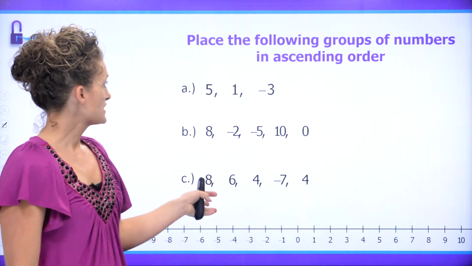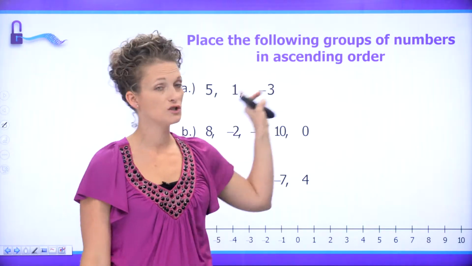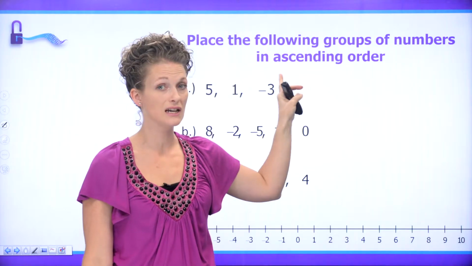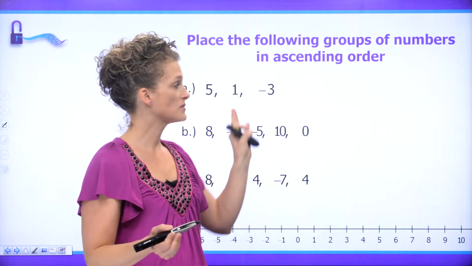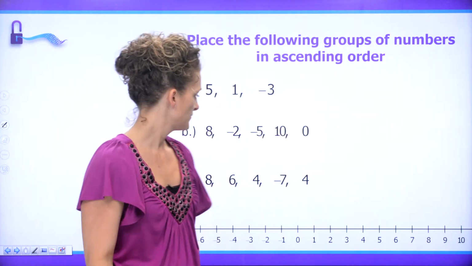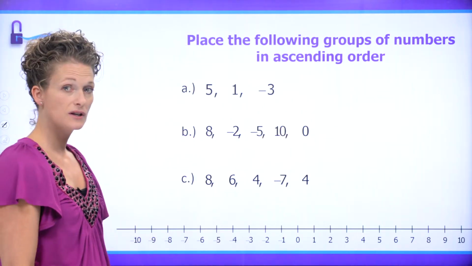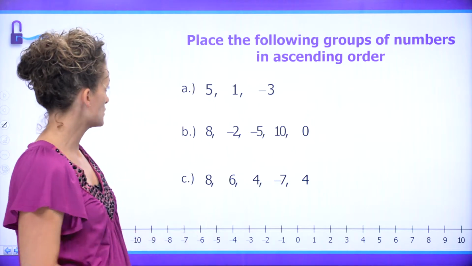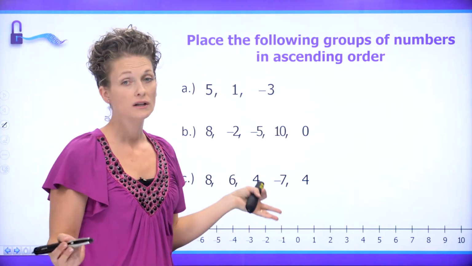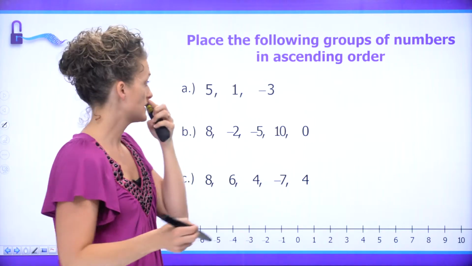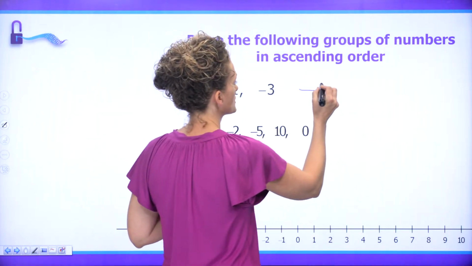Here's a group of numbers, and we want to place them, each of them, in ascending order. Now remember, ascending order means from smallest to the biggest. And again, I've got the number line on the bottom there so that if you need it, you can use it. So we have two positive numbers and a negative number. Well, negative is always smaller than positive, so we can go ahead and write that one first.